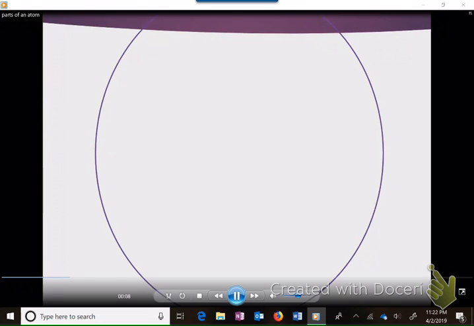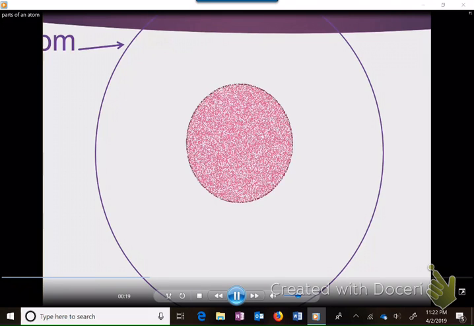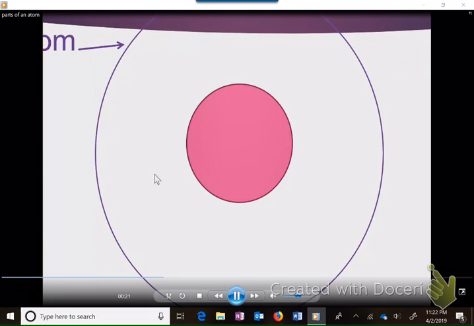So we're going to draw an example of what this looks like. First you have the outer ring, which is the atom. Draw that on your paper, label it the atom. My words are cut off because of the screen, but it's the atom. Then this pink part is going to be your nucleus, so go ahead and draw and label nucleus.